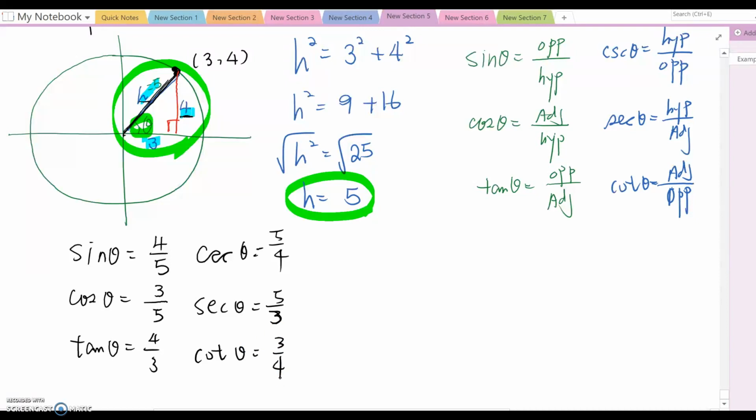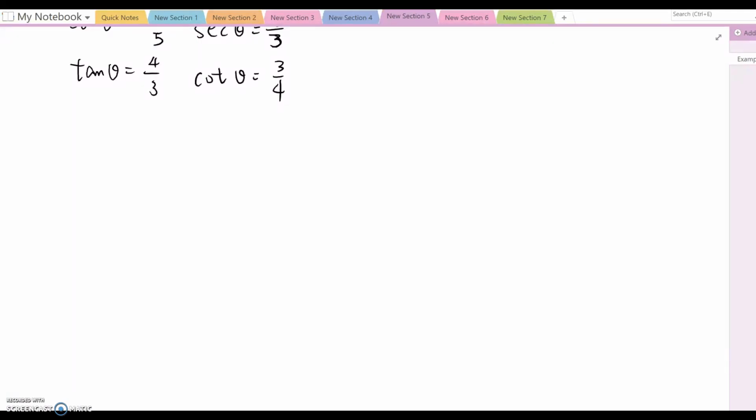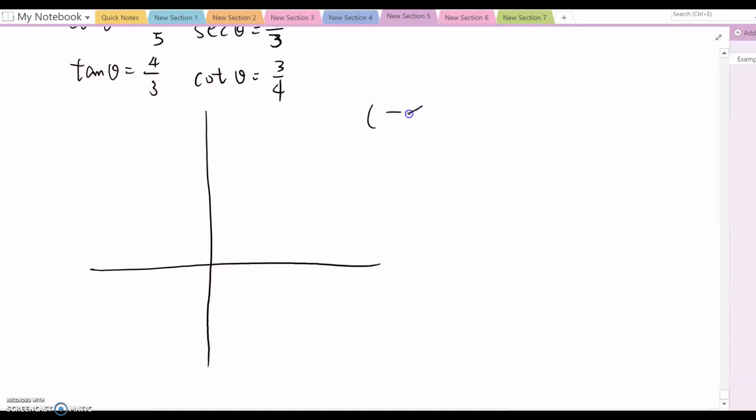Okay, so look at one more example. I'm going to make it a little bit different way. So, only a point is given, such as negative 4, 7 here. Then you can count 1, 2, 3, 4. Then 1, 2, 3, 4, 5, 6, 7. So the point is right here.